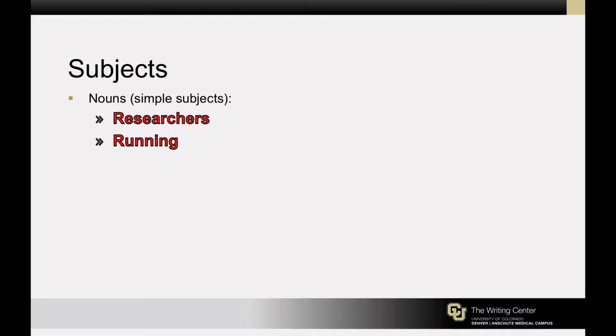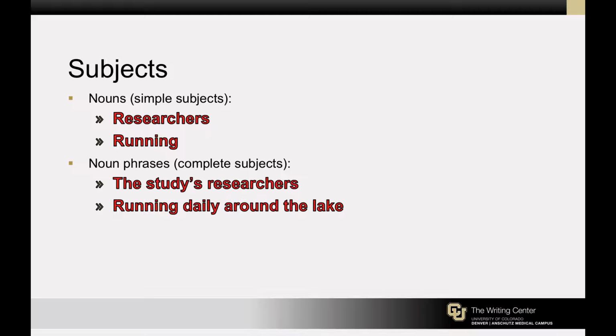Subjects can be a single noun like researchers or running, and we call these simple subjects. When we add modifying words to nouns, then the noun becomes a noun phrase, and we call it a complete subject. Modifying words can be small words like the, descriptive words like daily, or whole phrases like around the lake. So the simple subject running can be expanded into a noun phrase like running daily around the lake.